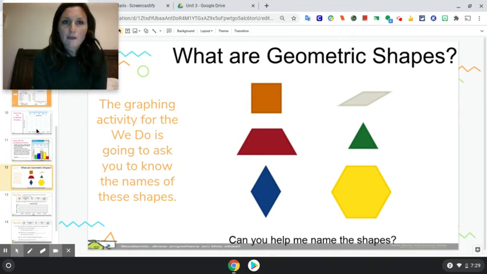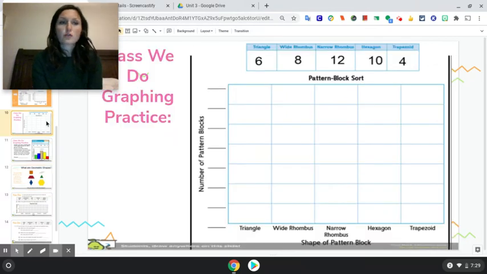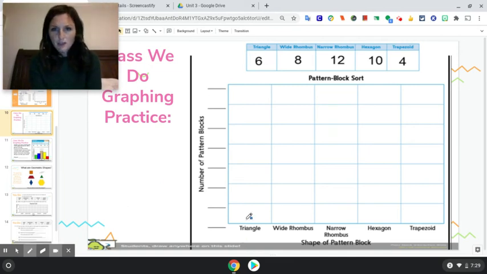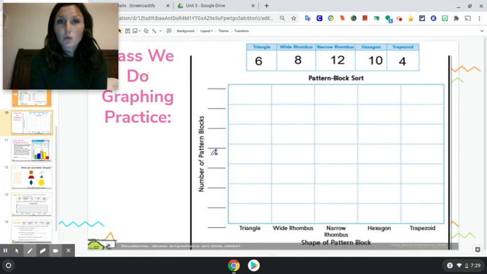Let's pretend that you have a baggie of these, and you're trying to graph this information on here. So I've already given you how many shapes are in your baggie, and then we're going to use those to fill in here. So I'm going to look here. It says triangle. I need 6 of them. But something that we don't have on this graph is the scale. Again, we're going to focus more on making a scale tomorrow. So I'm going to do that with you now.